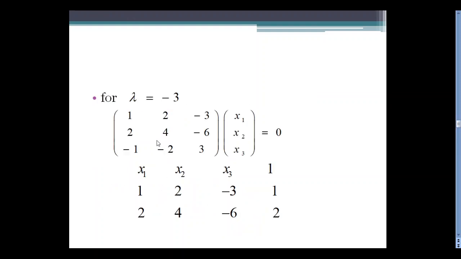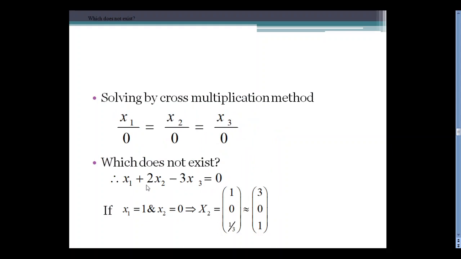So when you observe these equations, all three equations are similar. Taking 2 outside, you get 1, 2, minus 3. Taking 2 outside again, you get 1, 2, minus 3. Taking minus 1 outside, you get 1, 2, minus 3. So all three equations are almost similar. During that time I can take the first equation alone. I can write x1 plus 2 x2 minus 3 x3 equal to 0.